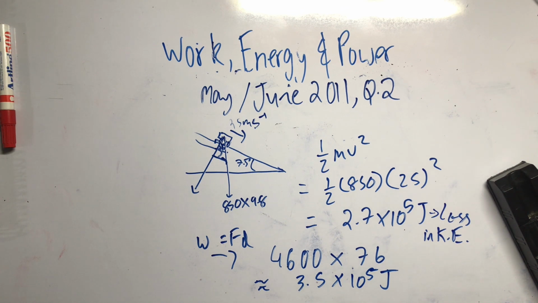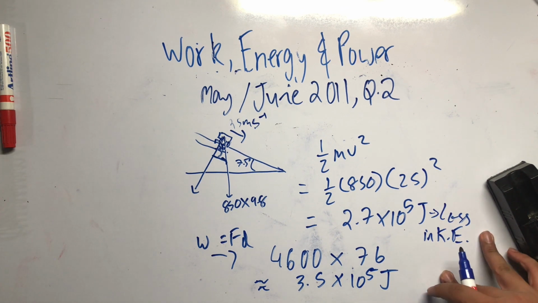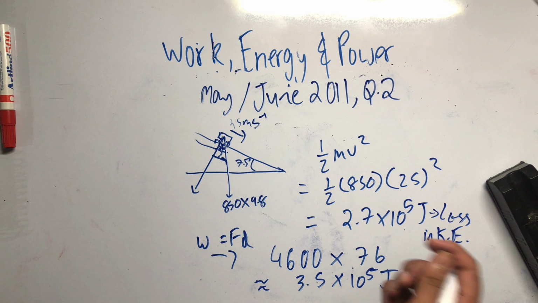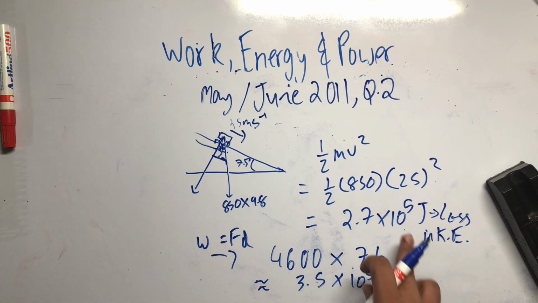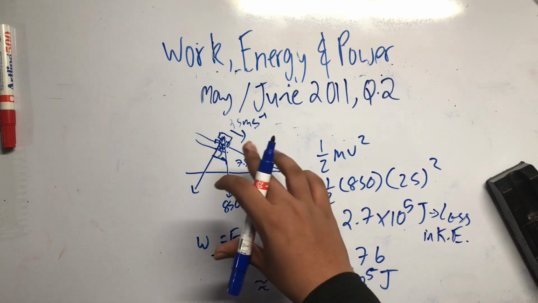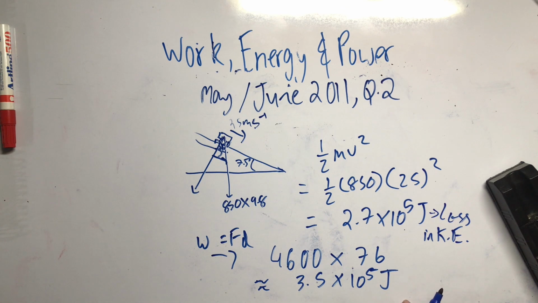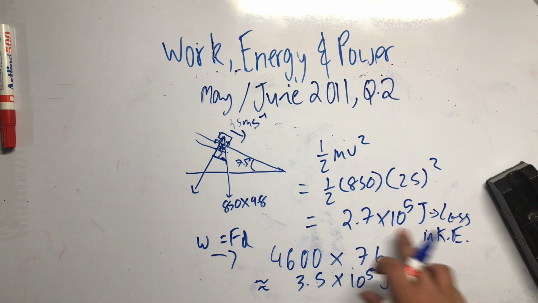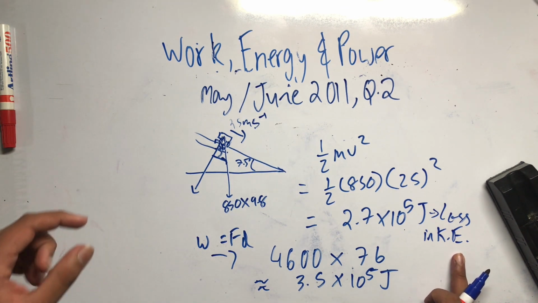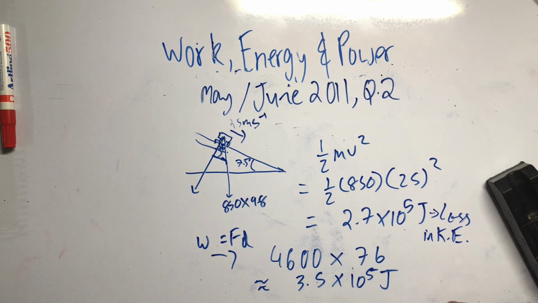And the last part asks why these two quantities are not equal. The simple answer is that this 3.5 times 10 raised to 5 joules is the work done by the resistive force, and the other is only the loss in kinetic energy. The total loss in energy is equal to the work done by the resistive force. But since the car is moving on an inclined plane, it also loses some potential energy. Hence the difference is equal to the loss in potential energy.